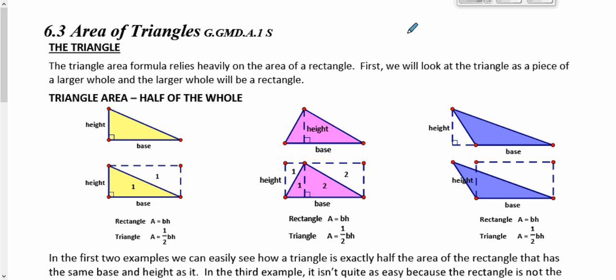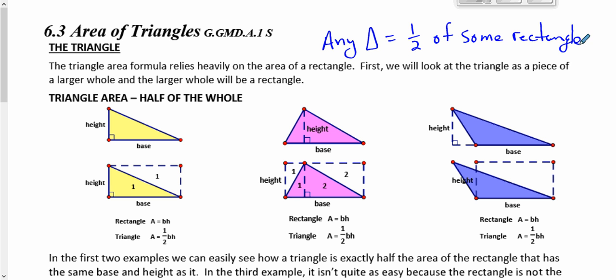And the reason it is that formula is because a triangle can be considered half of some rectangle. Okay? So any triangle equals 1/2 of some rectangle. So if the formula for the area of a given rectangle is base times height, then the formula for the area of a triangle made from that rectangle is 1/2 base times height, because it's half a rectangle.